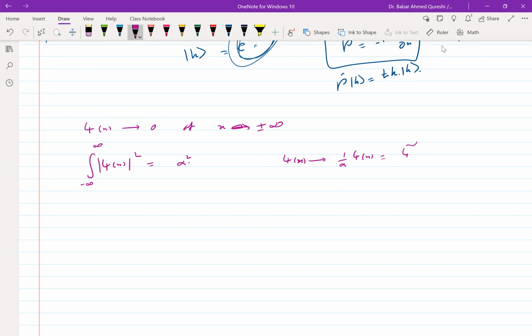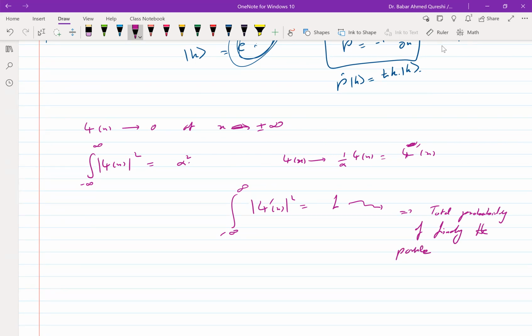So this new one, its mod square integral will equal 1, and that we know implies that the total probability of finding the particle in any range, anywhere from minus infinity to infinity, is equal to 1, as it should be. The particle is somewhere, so it's on the real line. I'm just considering one dimension, so the total probability should sum to 1.